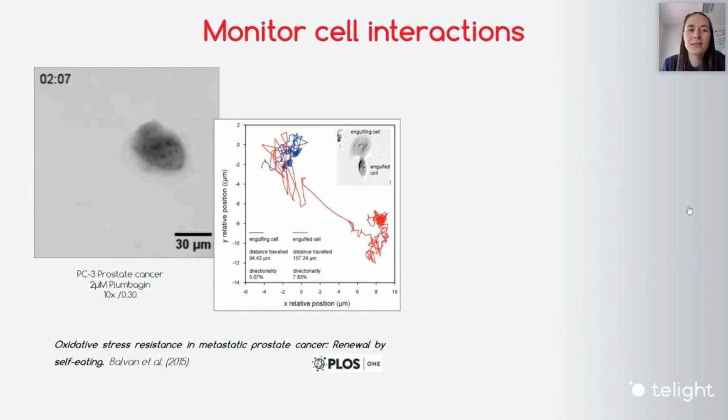Another example of Q-Phase application is the monitoring of cell interactions. So we can perform really long-term experiments where we can track the cells. So this is an example of how cancer cells can deal with oxidative stress by a process called engulfing. It's a type of cannibalism where one cell actually crawls into the other one and can survive the unfavorable conditions there. So this is a mechanism of resistance in cancer cells.